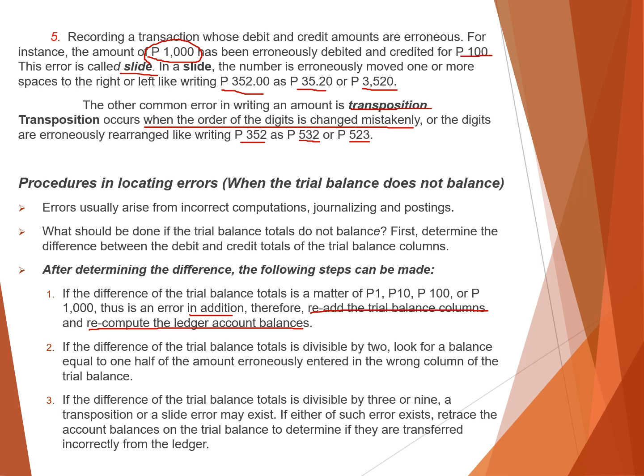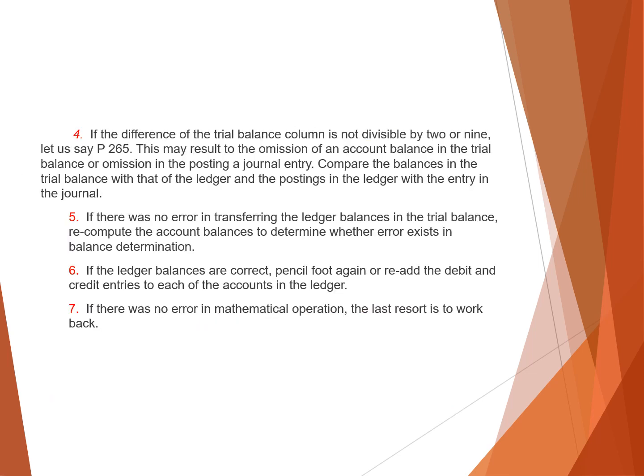Now, if the difference of trial balance is divisible by 2, now look for balance equal to 1/2 of the amount erroneously entered. So, baka meron kang isang amount na hindi nailipat sa trial balance. Kaya ganun. Now, if the difference of the total is divisible by 3 or 9, ibig sabihin ay merong transposition or slide. Yung na-discuss natin sa taas na error na nangyari. Now, if the difference is not divisible by 2 or 9, let us say 265, maaari daw may na-omit na account balance sa trial balance.